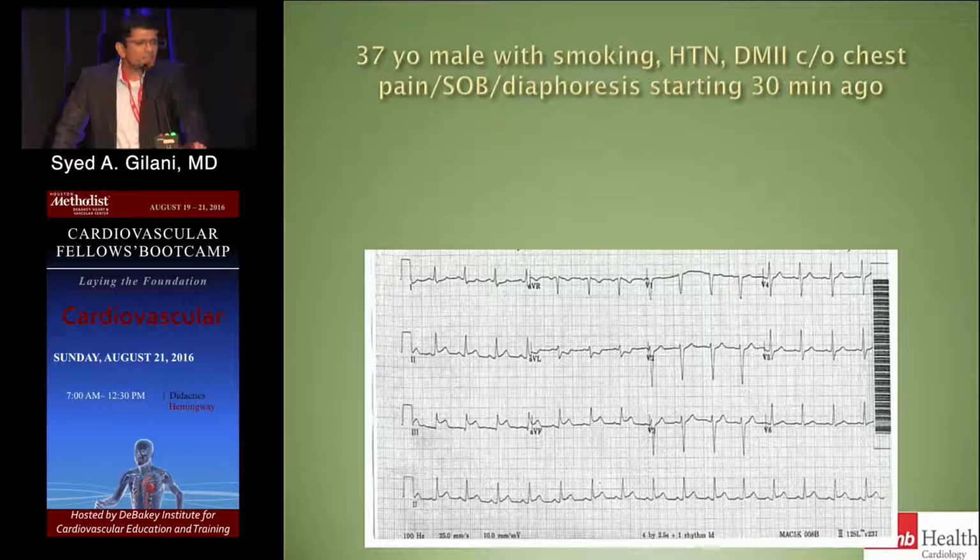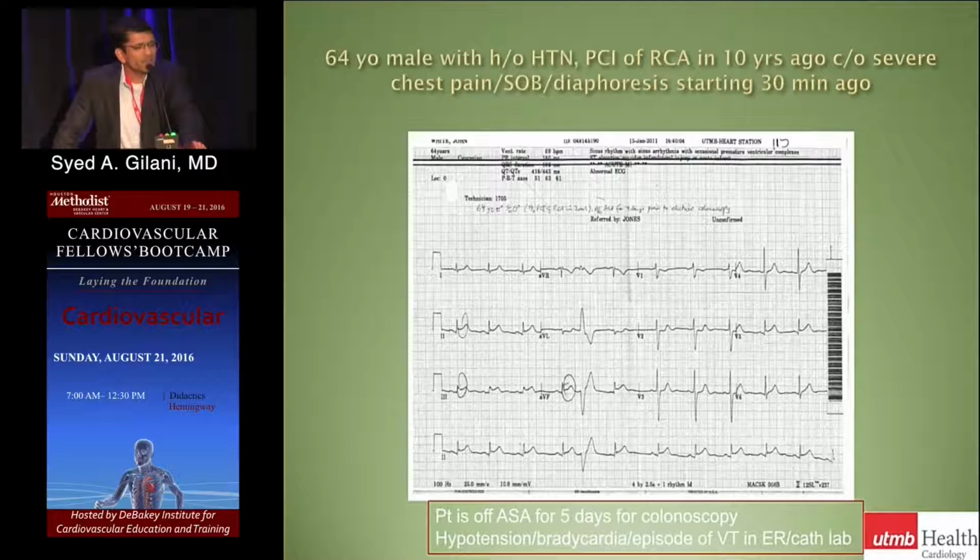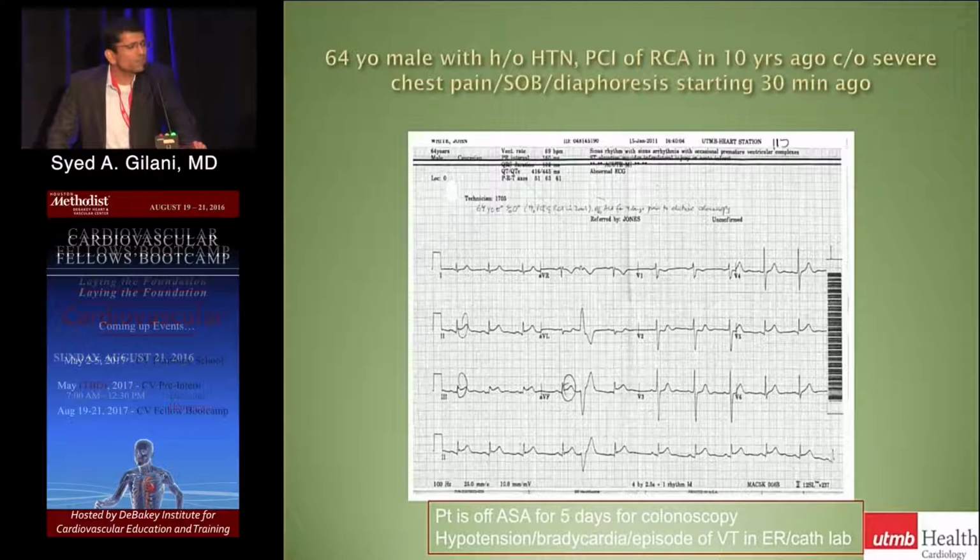This is a 37-year-old male smoker with diabetes and hypertension, who came with chest pain that started 30 minutes ago. You can see there's about 2 millimeter ST elevation in the inferior leads and some ST depression in the lateral leads, suggesting a diagnosis of inferior wall myocardial infarction. There's no ST depression in V1, V2, V3, so I don't think there's any posterior wall involvement in this case. Lo and behold, he has a mid-RCA occlusion, which was treated with a PCI. So STEMI EKG changes will localize the infarct artery.